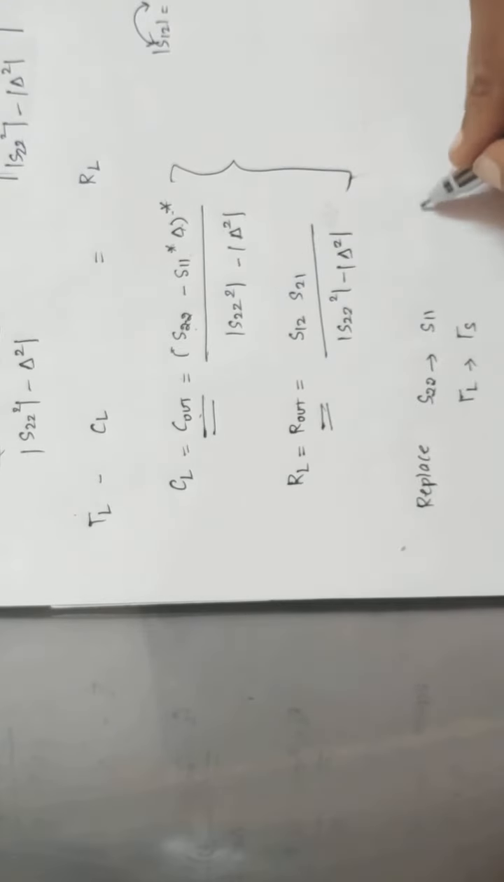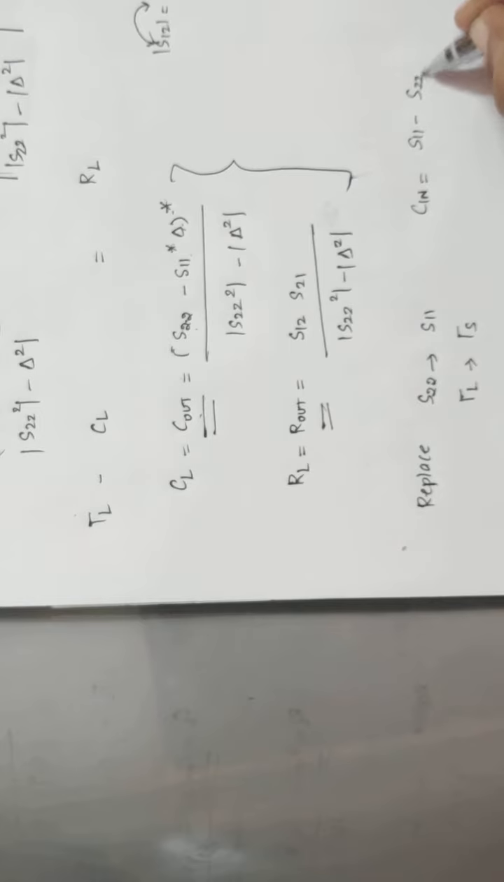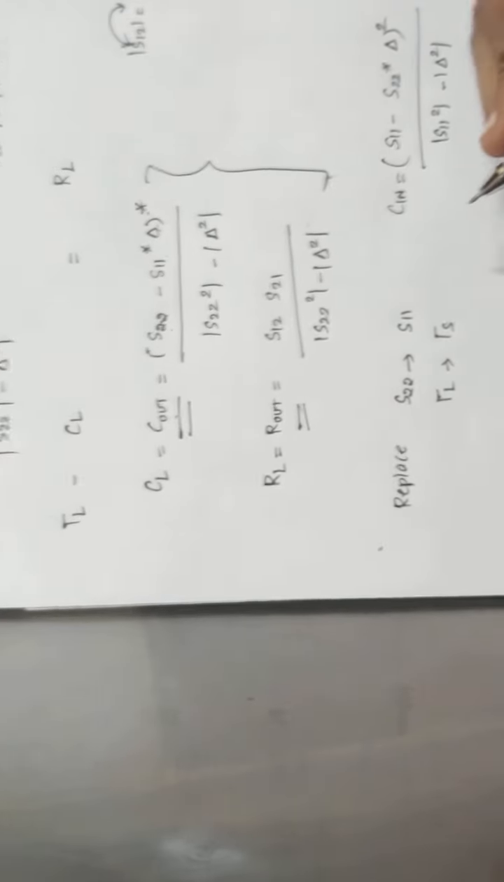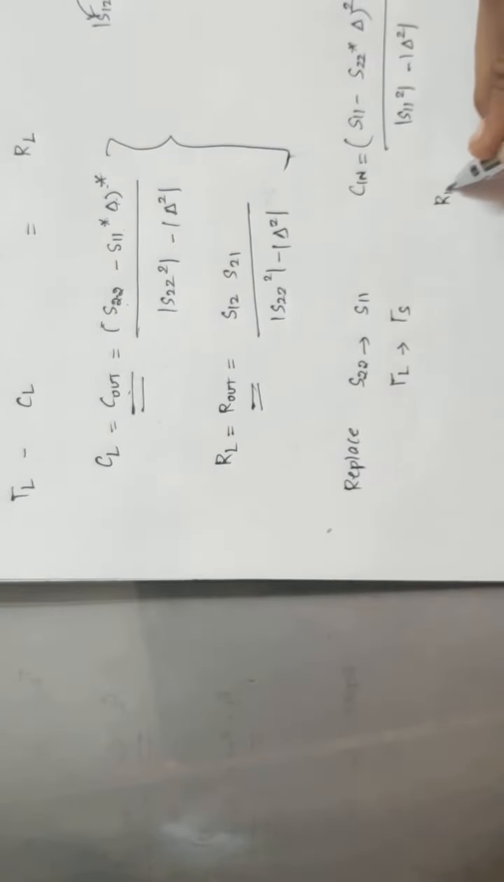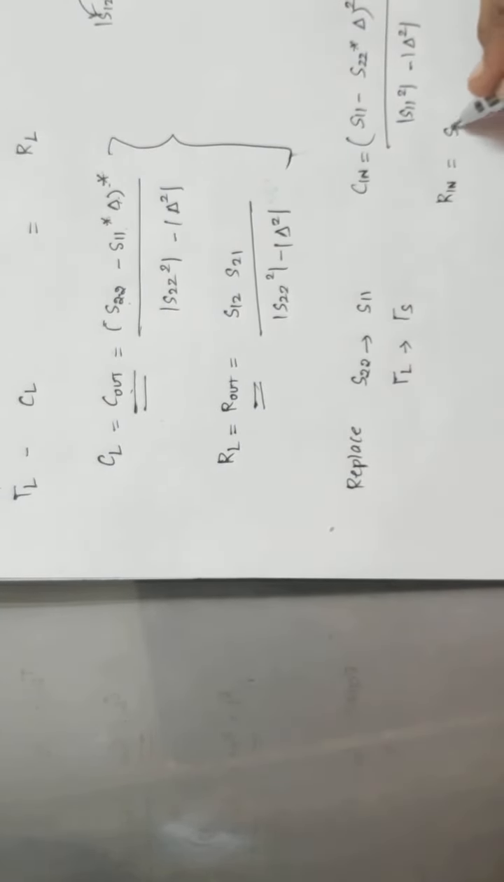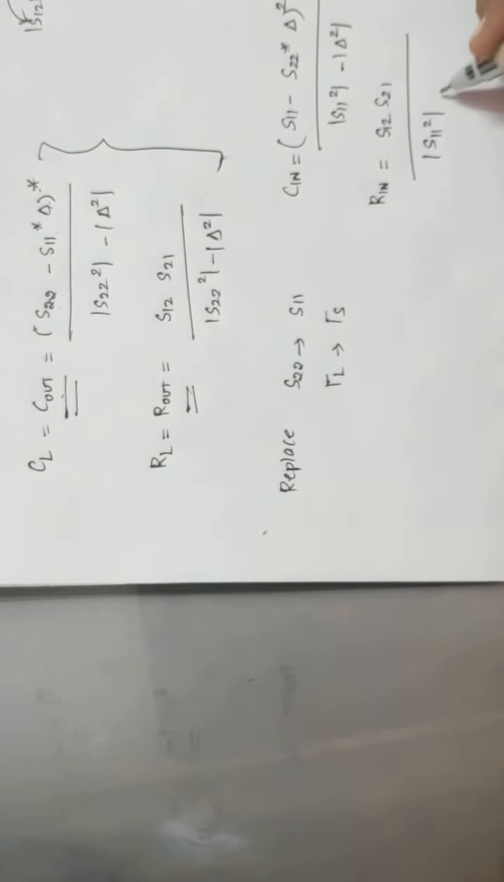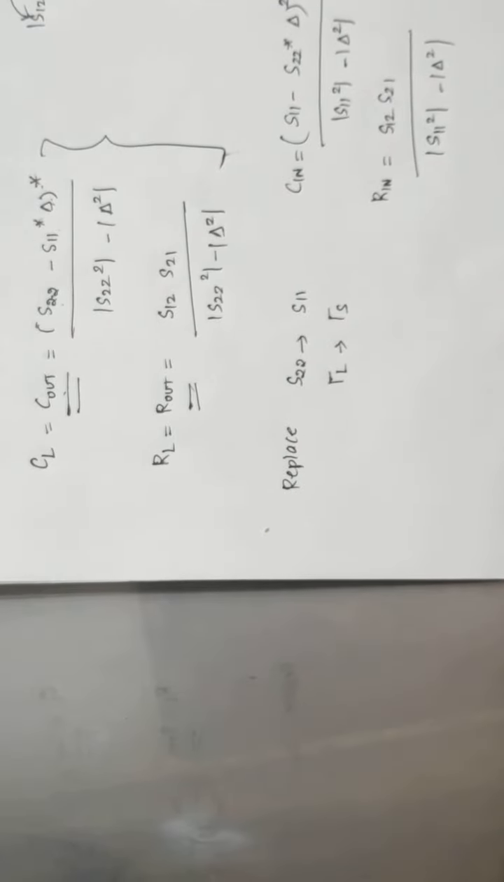So the formula for the input stability circle center Cin will be S11 minus S22 conjugate del, the whole square, divided by S11 square minus del square. And similarly, the radius of the input stability circle Rin is given by S12 S21 divided by mod of S11 the whole square minus del square.